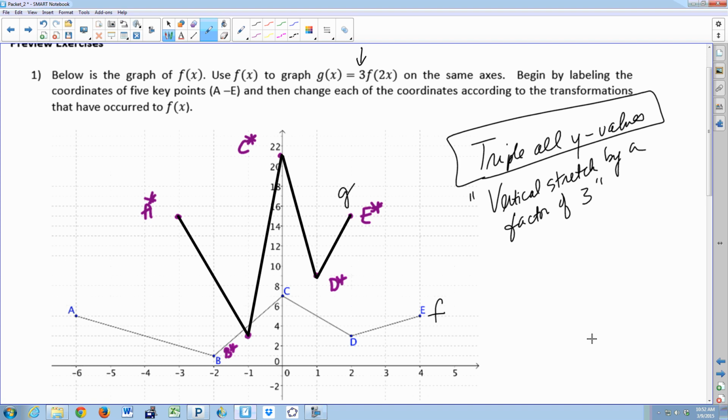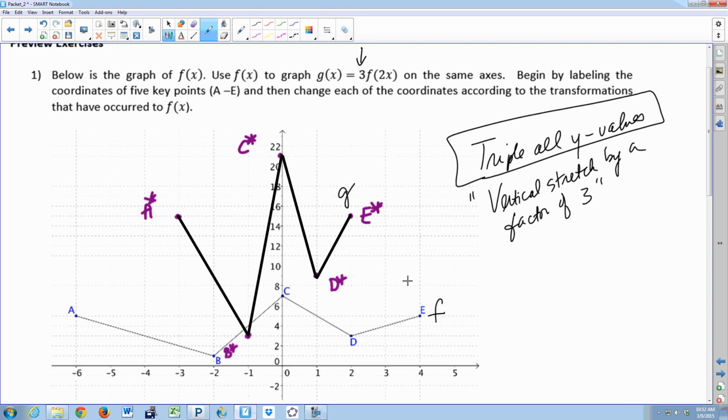F tells you what you're going to do to every input. Once you do that to every input, you get an output, and then that output is being multiplied by 3, so that's vertical. Anything that's post-operation is vertical. So all my y values are going to be tripled. It's times 3. It's intuitive. It's what you expect.